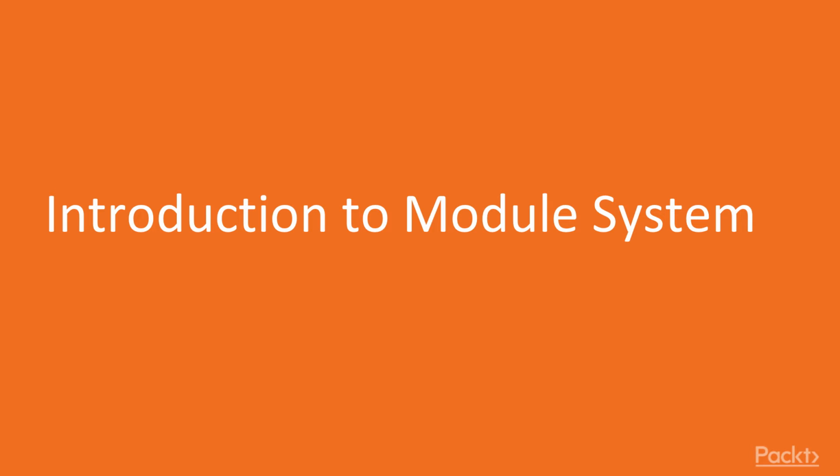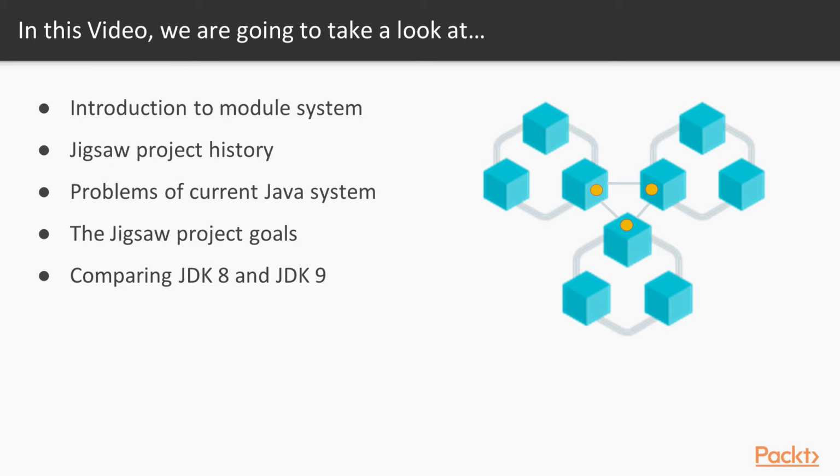Now, we move on to the first video of this section, Introduction to the Module System. In this video, we are going to take a look at what the module system is, why we need it, and its long history. Explore the current system's problems, then how the module system solves these problems, and finally highlight the difference between the previous JDK's structure and the new JDK 9 structure.